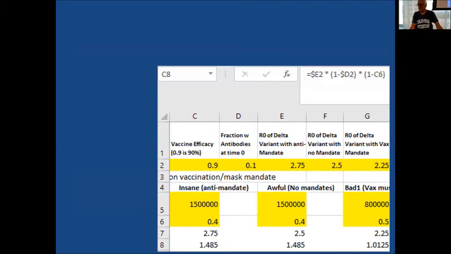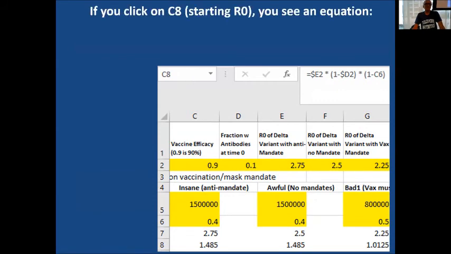Okay, so I'll just spend a couple more minutes for the benefit of maybe, I don't know how many of you have any interest at all in Excel formulas, just to show you that there's nothing very complicated about the way this was implemented in Excel. So for instance, if you click on C8, which is the starting R naught, you'll see an equation.